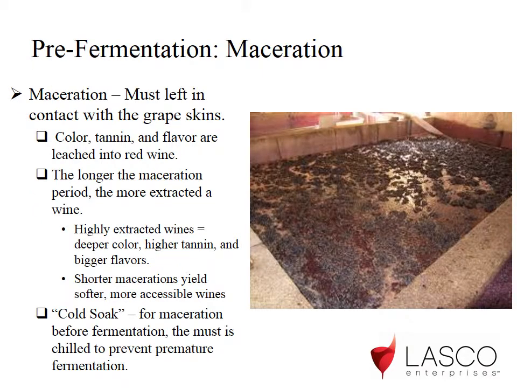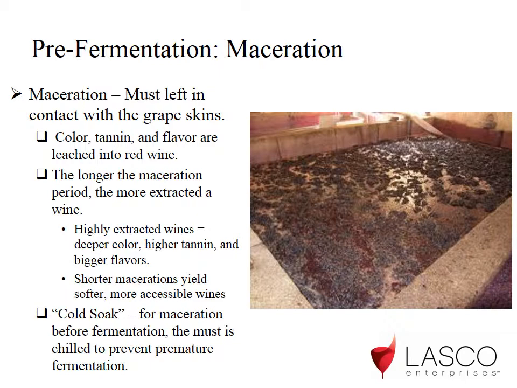After crushing, the must goes through a period of maceration, which can happen before and during fermentation. Allowing the must to be in contact with the grape skins gives the color, tannin, and flavor components the opportunity to leach into the wine. Maceration can last for a few days to a few weeks, depending on the style of wine the winemaker is going for. Long macerations yield highly extracted wines with deep color, high tannin levels, and big flavors. Shorter macerations yield softer, more accessible wines.